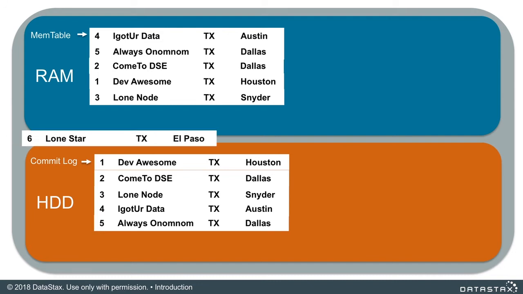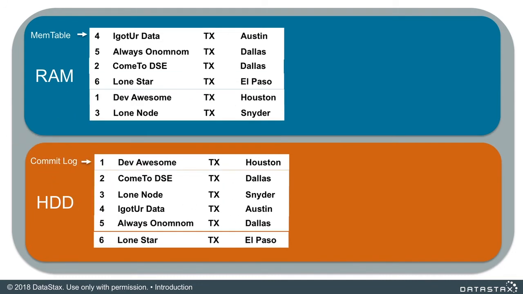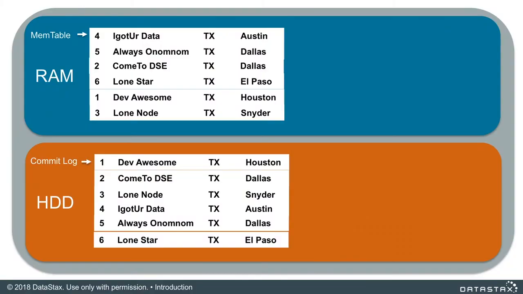Last record, Lone Star, lives in El Paso. Insert them correctly into the right spot in the mem table, append them to the end of the commit log. Boom, we're golden. At this point, even though we have that big blue chunk of real estate at the right, let's just say the mem table is now full. There's different parameters that tune how much you can store in a mem table, and memory is a finite resource. Apache Cassandra needs to get that mem table out of memory and actually on the hard disk.